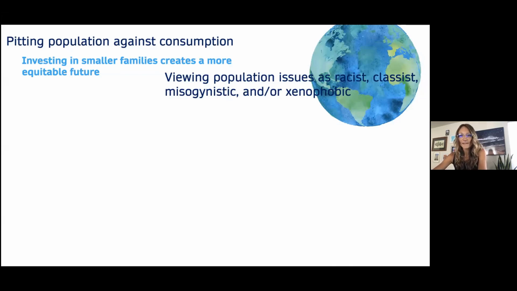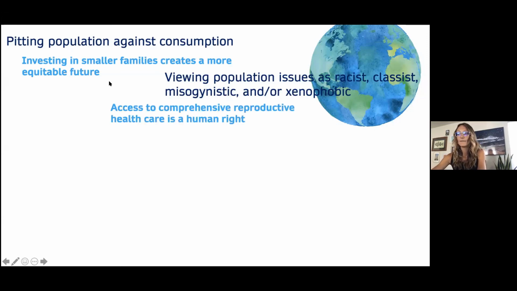And so rather, we need to be looking at the underlying causes of high fertility rates and the connections between things like rapid population growth and institutionalized poverty, exclusion, and marginalization and so forth. And from there, we need to figure out solutions that promote sustainable development across the world.